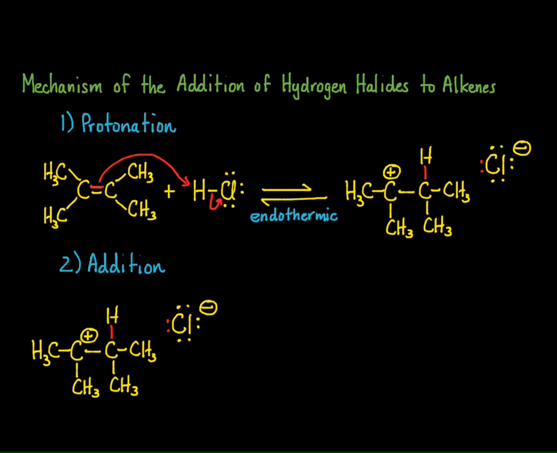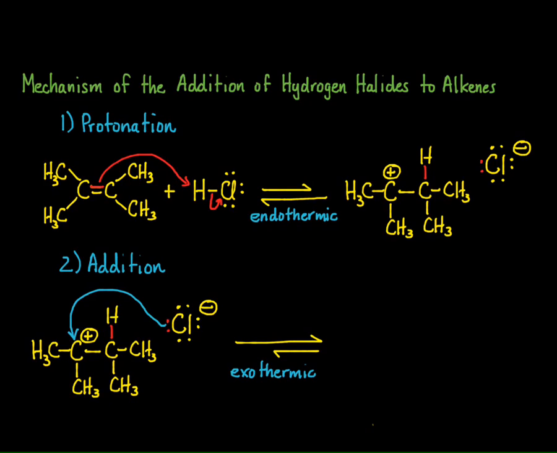It becomes an electrophile. The chloride has a negative charge. It's electron rich, and so its electrons are seeking a nucleus. And therefore, I can donate a pair of electrons from the chloride to the carbon. And this is a very fast process. It's an exothermic reaction.